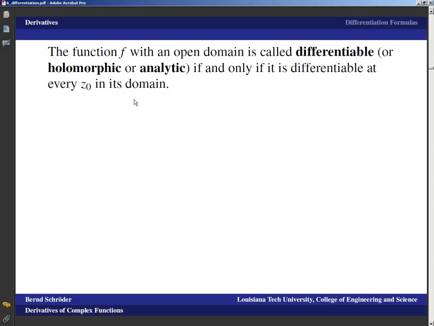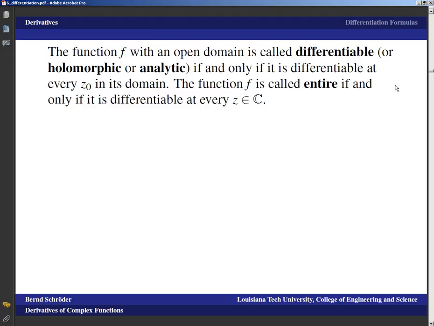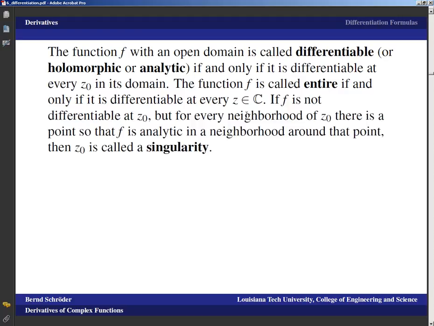Now we're a bit more technical here. We demand an open domain because basically what we want to be able to do is, when we take a derivative at a point, we want to be able to go in every direction around that point for at least a short distance. And that's just something that ultimately helps with the theory. The function is called entire if and only if it's differentiable at every complex number, every point z in C.